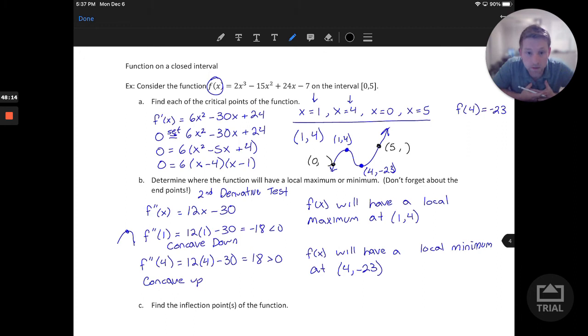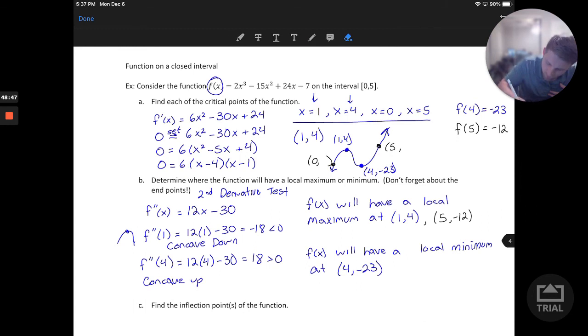And it's pretty clear here, I think, based on our shape, that we'll have another local maximum value at the value of 5. If we look at the functional value of 5 in our f function, f of 5 is just going to give us negative 12. So we'll have 5, negative 12 as a local maximum as well. And we'll list that on our little graph here.